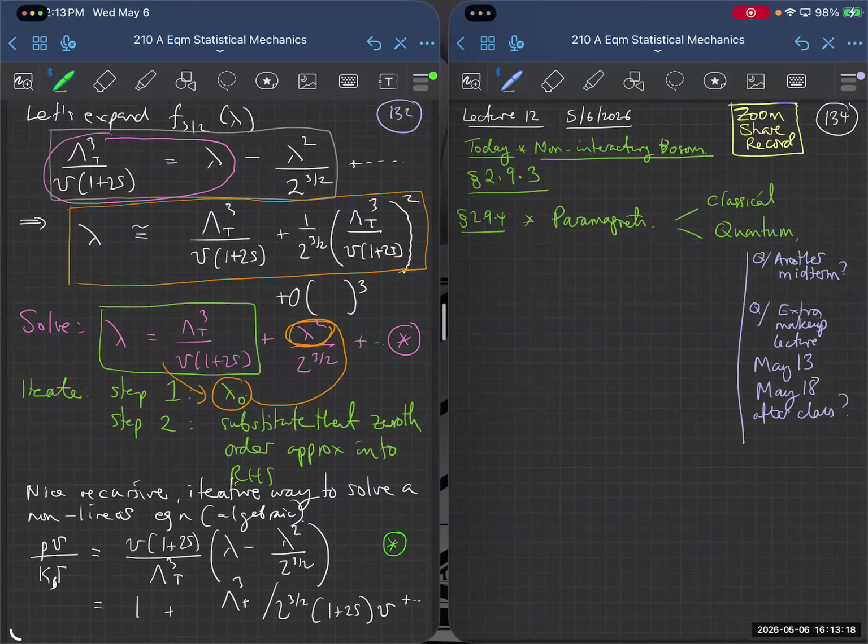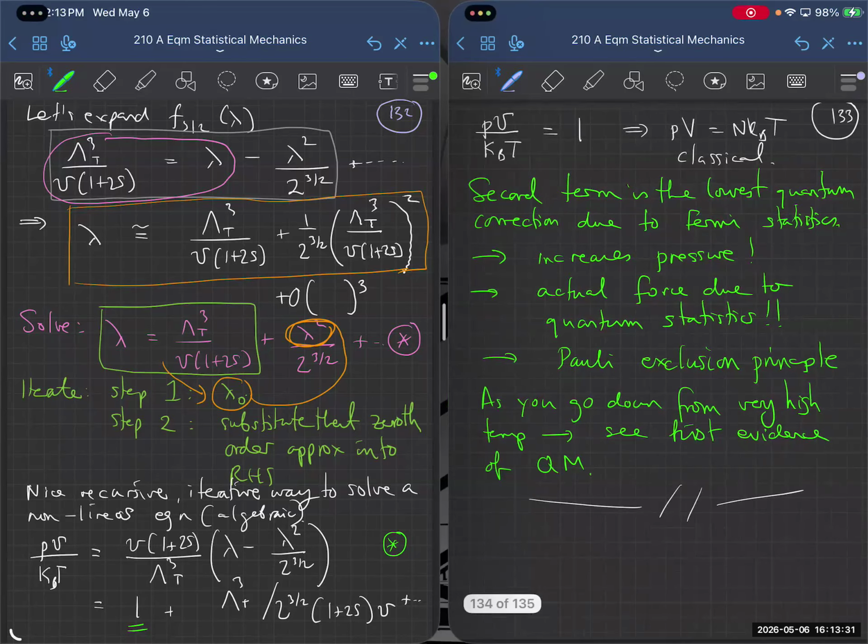In fact, what I did was literally divide those two equations. And then I showed you that the leading term is that PV over kT is equal to 1. That's the leading behavior. And that leading behavior being 1 is then equivalent to the ideal gas equation of state, PV equals NkT, because little v is equal to the volume per particle.